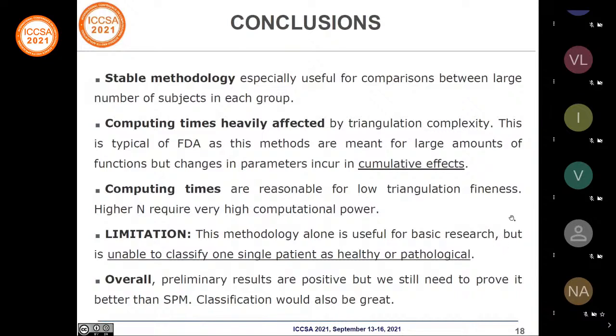The limitation of this method is that it's unable to classify one single patient. This is being used for blocks of patients for basic research in order to look for the difference between Alzheimer and controls. And so the preliminary results are positive, but we still need to prove it better than SPM.